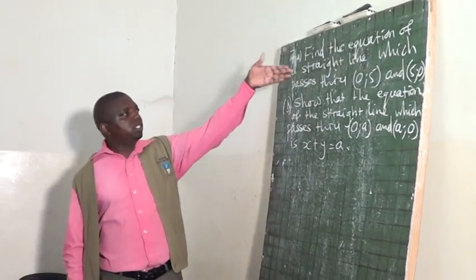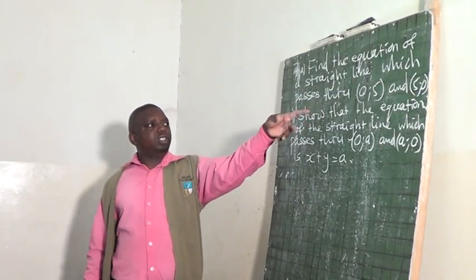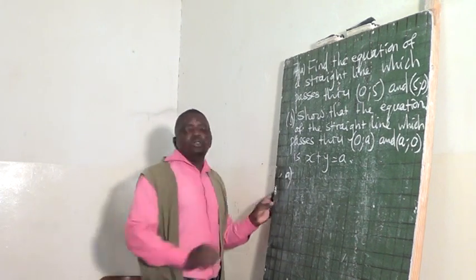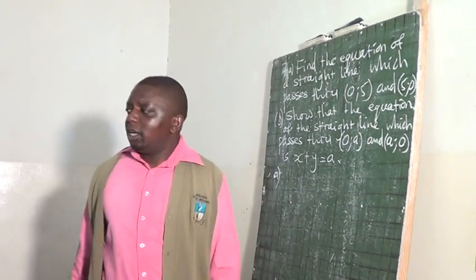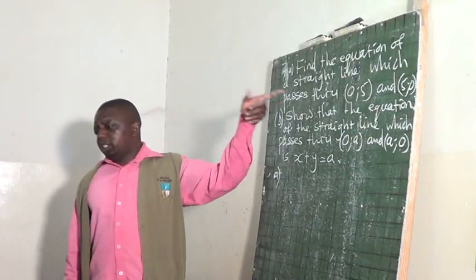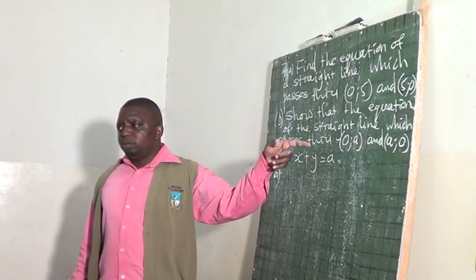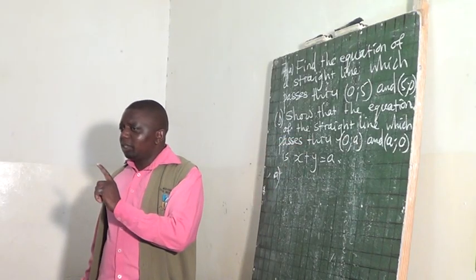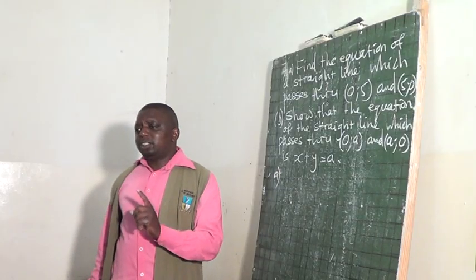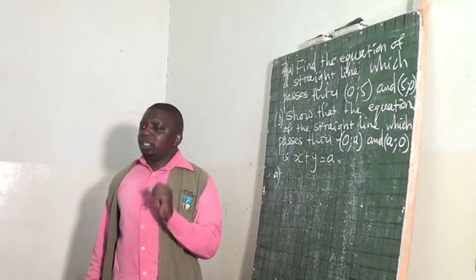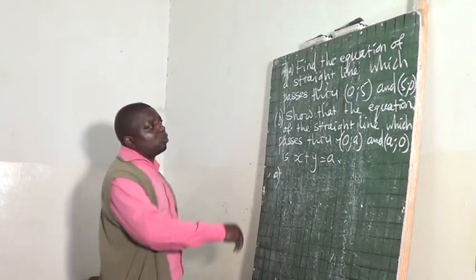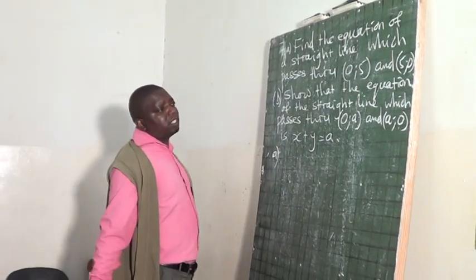First, find the equation of the straight line which passes through 0, 5 and 5, 0. You have to find the equation, not just the gradient. You must read and understand the whole question. The question is to find the equation. Of course, you start by finding the gradient.